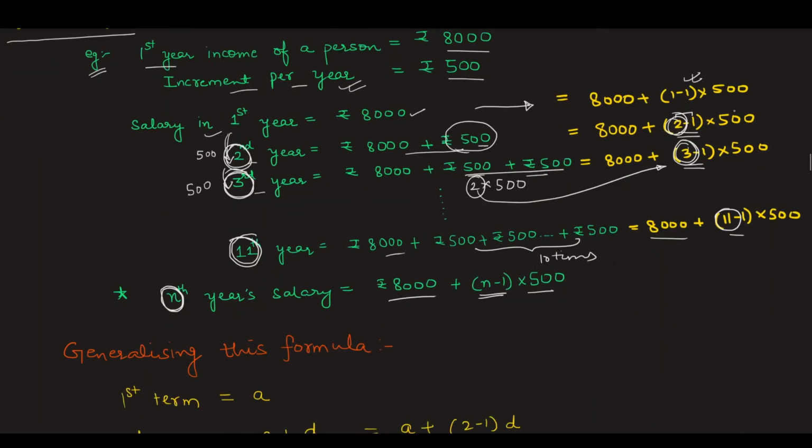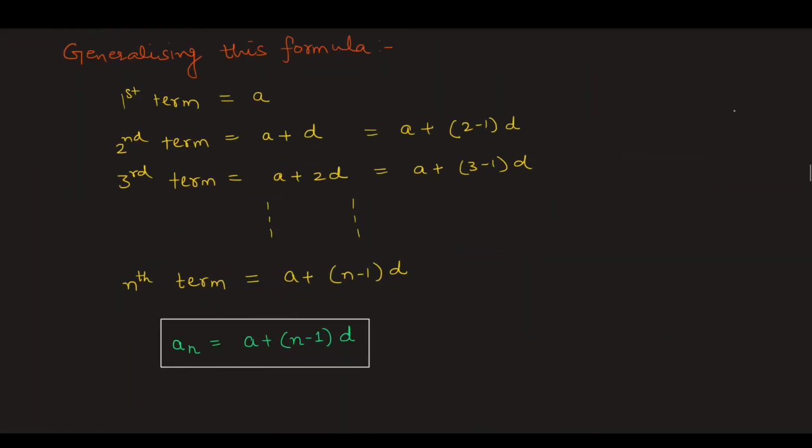Okay, so if we have to write this formula in more general terms, let the first term be a, the general notation of first term. Second term is a plus d, where d is common difference. Then this second term can be written as a plus 2 minus 1 into d. Then this third term can be written as a plus 3 minus 1 into d. In the same way, nth term can be written as a plus n minus 1 into d.